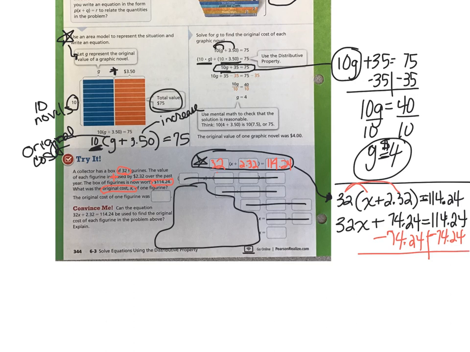And when I do that, I end up with 32x equals 40. Now, in order to find out what x is, I'm going to divide both sides by 32. And x is equal to $1.25 each. So each of those figurines had an original value of $1.25.